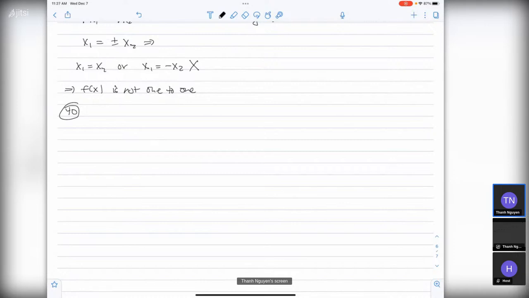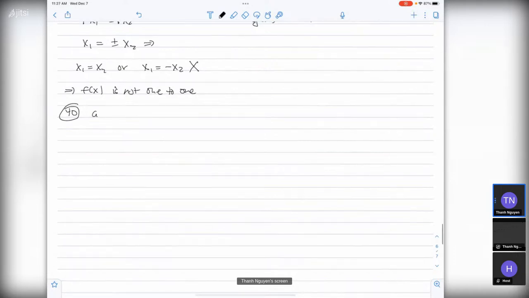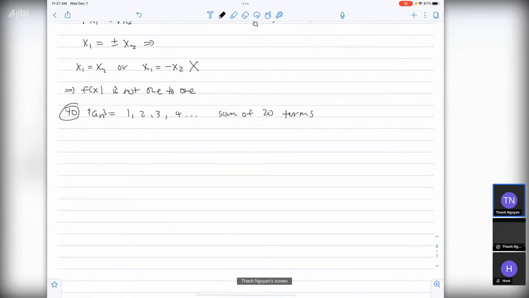Okay, so you have the sequence a_n equal to 1, 2, 3, 4, okay? And then you want to do the sum of 20 terms, okay? So if you remember, this is obviously an arithmetic sequence, right? Notice a_n is arithmetic, right?